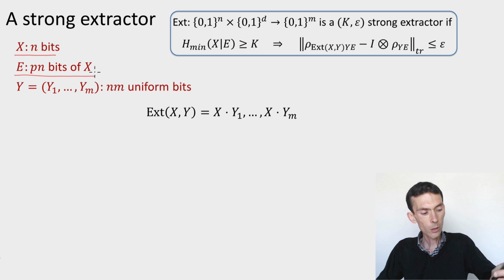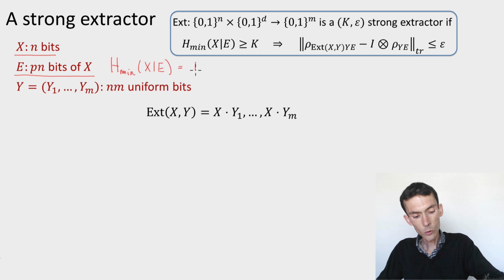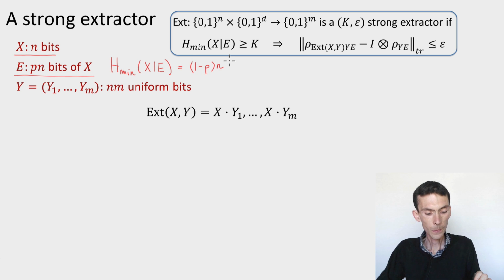In particular, under this condition, you can evaluate the min entropy of x conditioned on e, and you can see that in this case, it's going to be (1 minus p) times n. That's the number of free bits that we have left. Our goal is to come up with a procedure that extracts as many as possible of these bits. We're going to manage to extract essentially all of them.